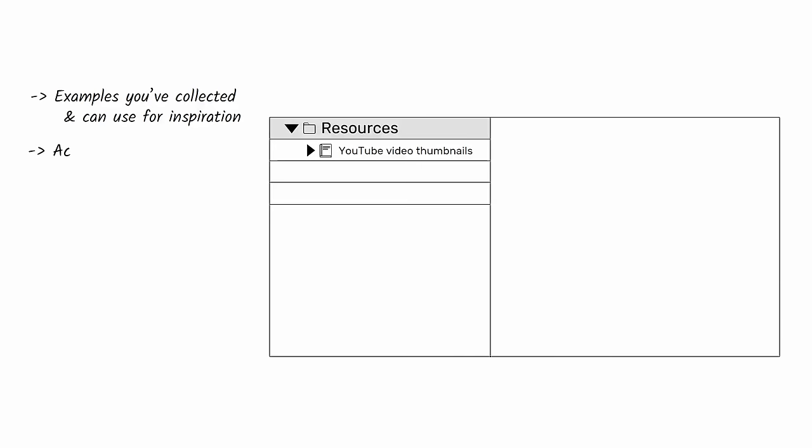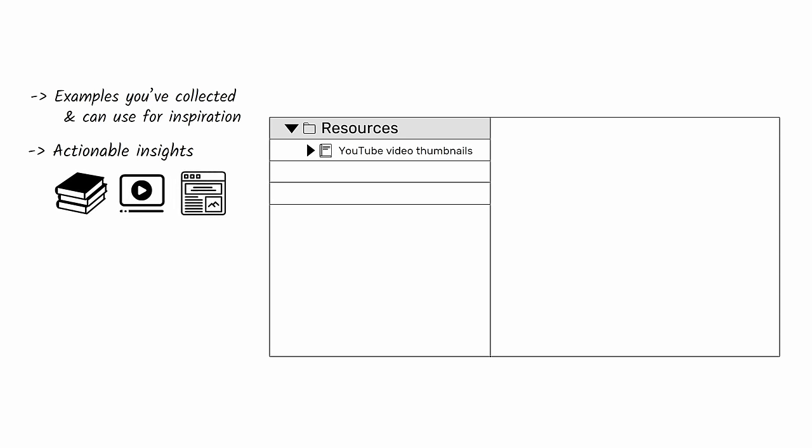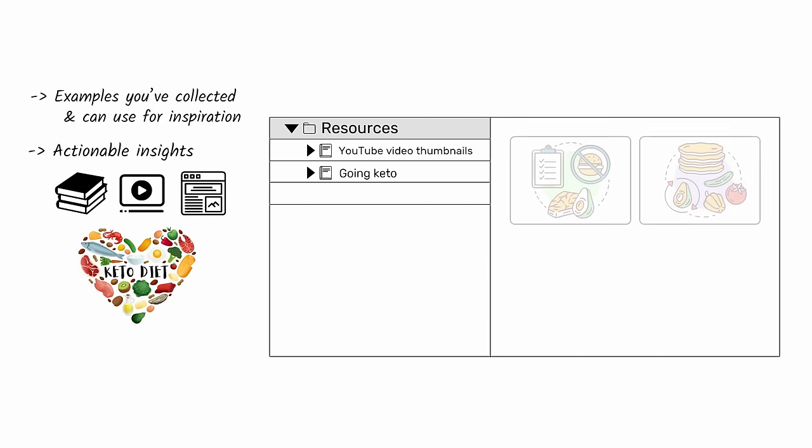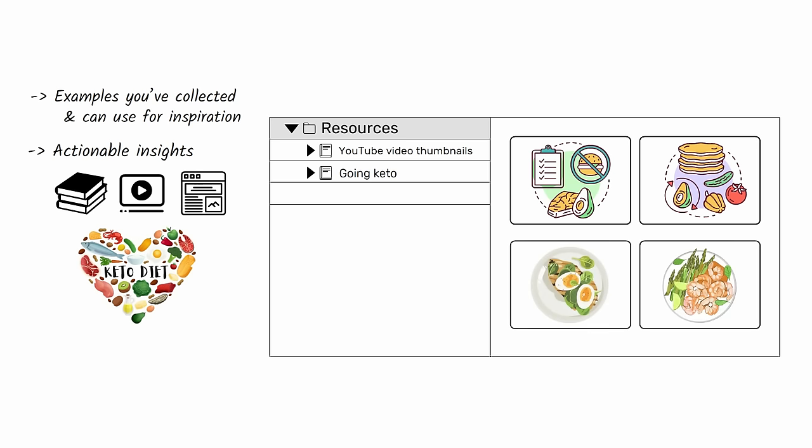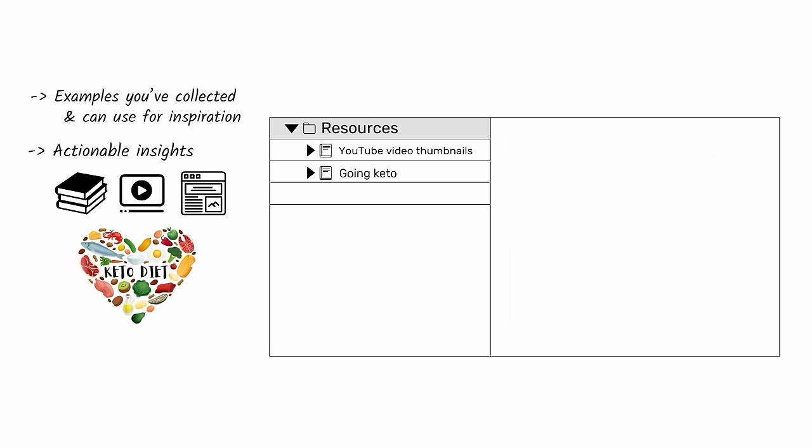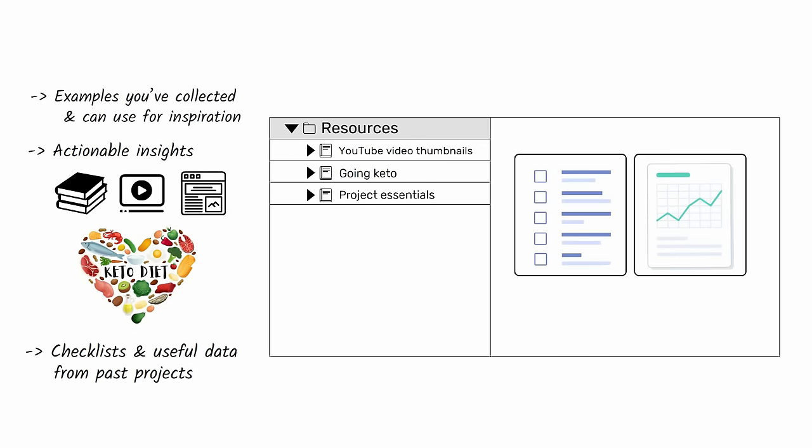Your resources section also includes actionable insights from the books, videos, and articles you've encountered that you might use when you commit to a project later. For example, you might be interested in trying the ketogenic diet one day. So you have a resources notebook titled Going Keto, where you capture strategies and meals you might try. That folder stays a resources notebook until you commit to going on a ketogenic diet. And lastly, your resources section contains checklists and data from past projects you know will be helpful for future projects.